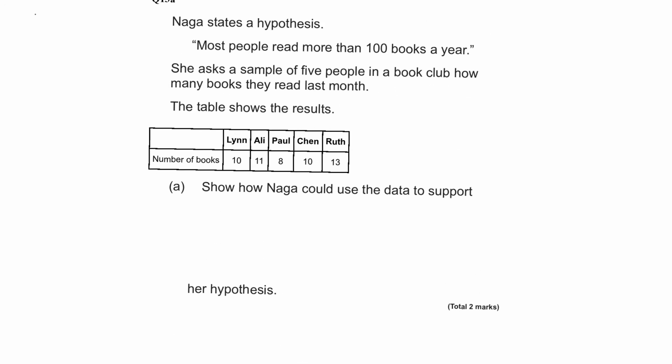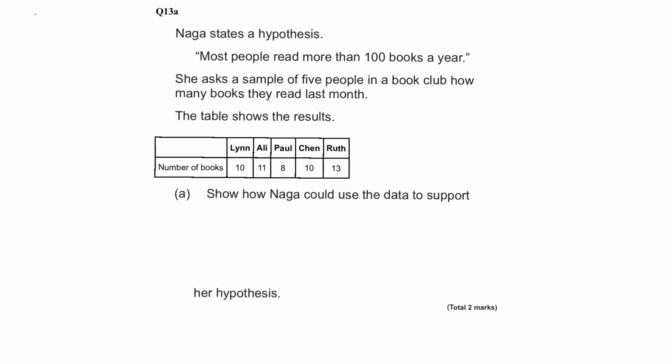Then it now says, next question. Naga, I think it's Naga, states a hypothesis that most people read more than 100 books a year. She asks a sample of 5 people in a book club how many books they read in the last month. So here is the table showing that. It wants us to show that Naga could use her data to support her hypothesis. So what we're going to do is work out how many books a year each person reads. We know in a year there are 12 months.